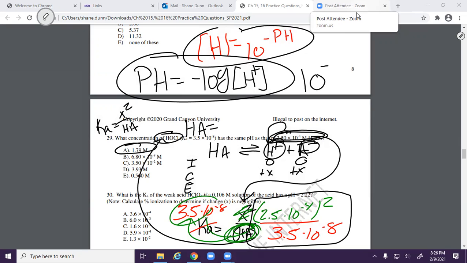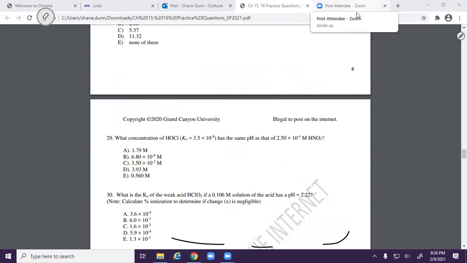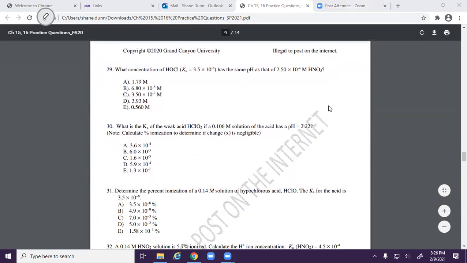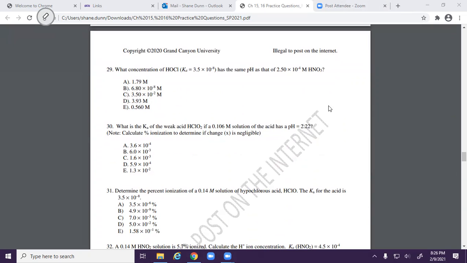Okay. Monoprotic weak acids. Don't worry about diprotics after this quiz and exam. Okay. 30. What is the Ka of the weak acid? It tells you the weak acid, if blank of the acid has a pH of 2.2.